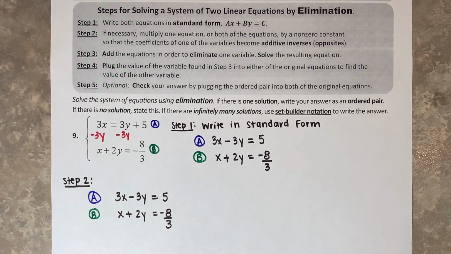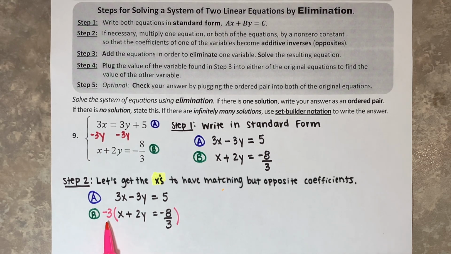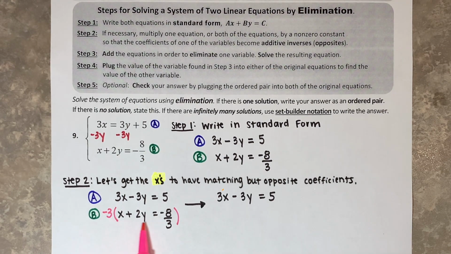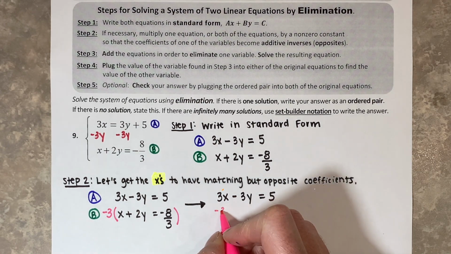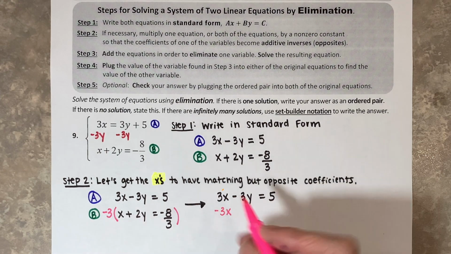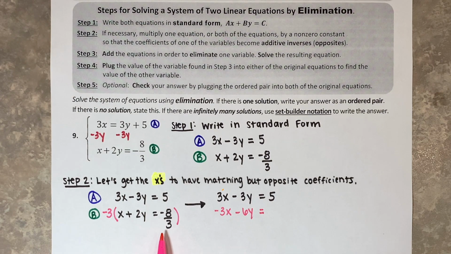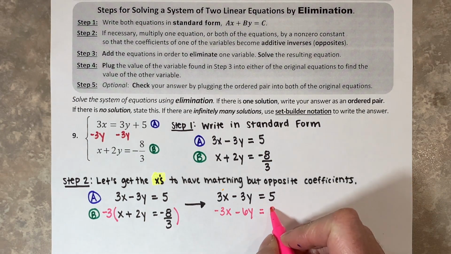Now there's more than one way to do this, but one option is we could multiply this bottom equation by -3, because then the x's will be matching but opposite. We'll have positive 3x and negative 3x. So let's go ahead and carry over this first equation as is, and then we're going to multiply this entire bottom equation by -3. That will give us negative 3x minus 6y. And if we take -3 times -8/3, that will give us a positive 8.